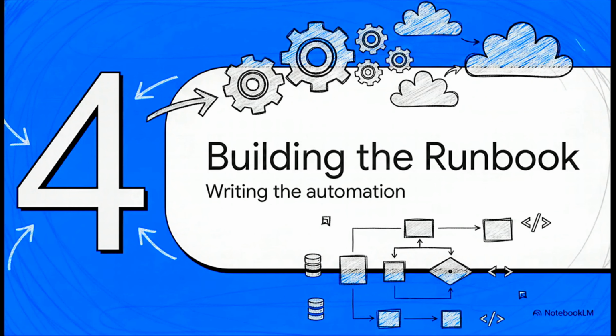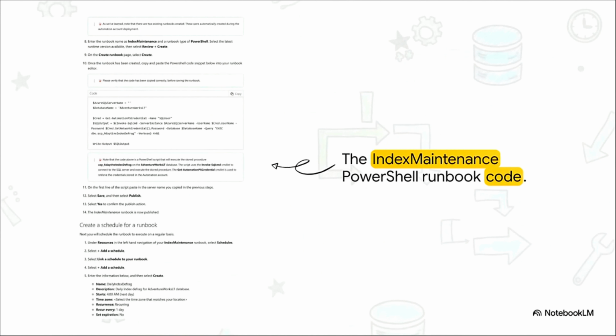Let's shift gears to Phase 4, building the Runbook. This is where we get to the actual code that's going to do all the heavy lifting for us. In your automation account, you're going to create a brand new PowerShell runbook and name it Index Maintenance. Then we just paste in the provided script snippet. Honestly, this script is elegantly simple, but it is incredibly powerful. You just update the first variable with your specific Azure SQL Server name and then save and publish it.